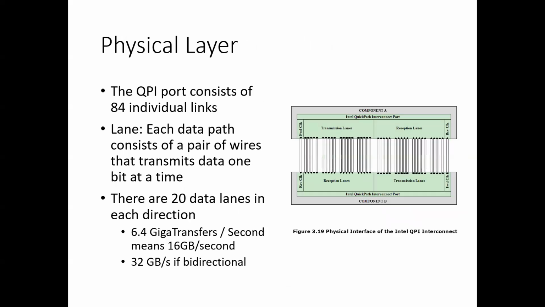Here's the physical layer, and it consists of 84 individual links. The lanes are, each data path has a pair of wires that transmits data 1 bit at a time, and there are 20 data lanes in each direction. That gives us 6.4 giga transfers per second, which means 16 gigabytes per second, and it's 32 if you go bidirectional.